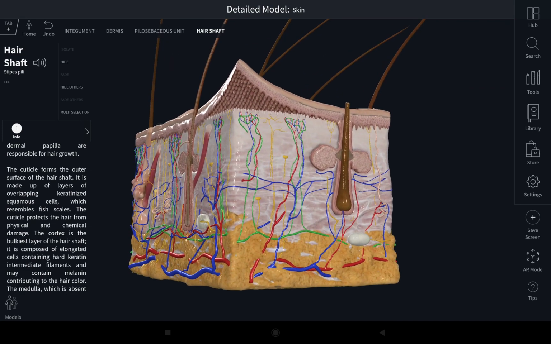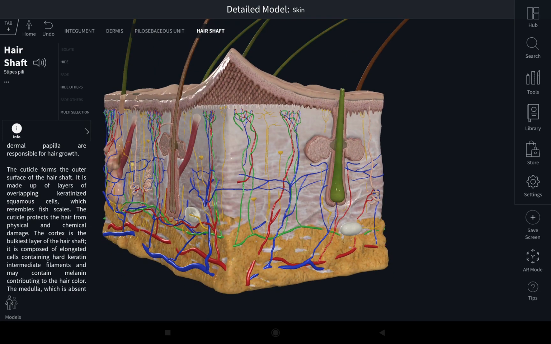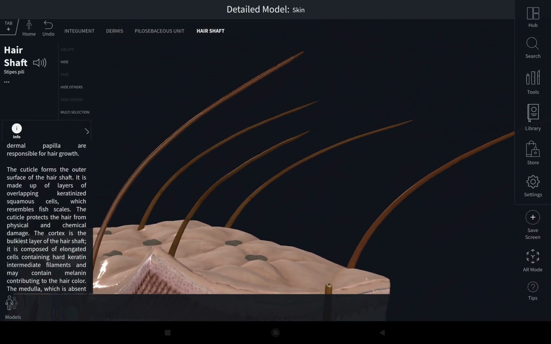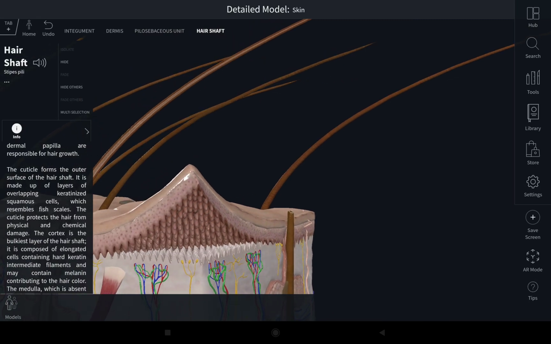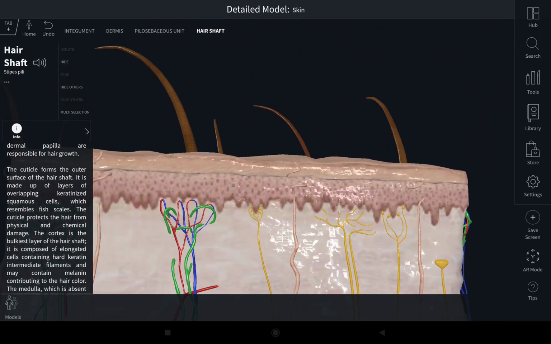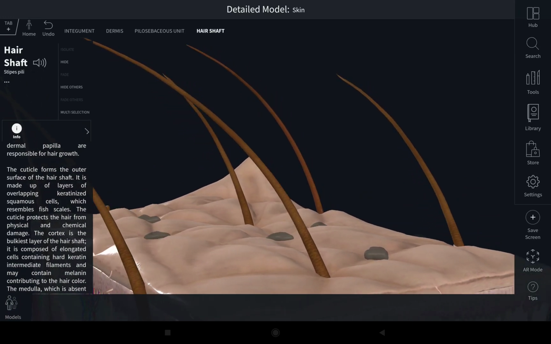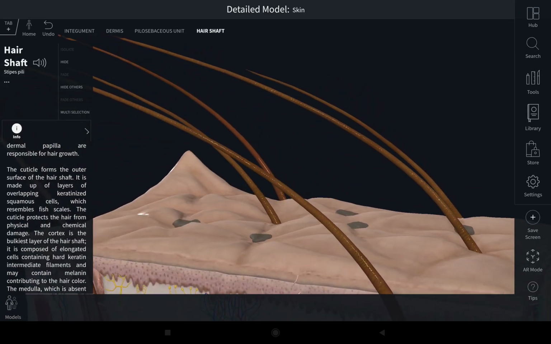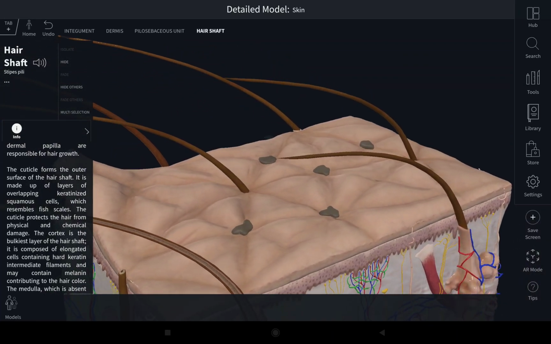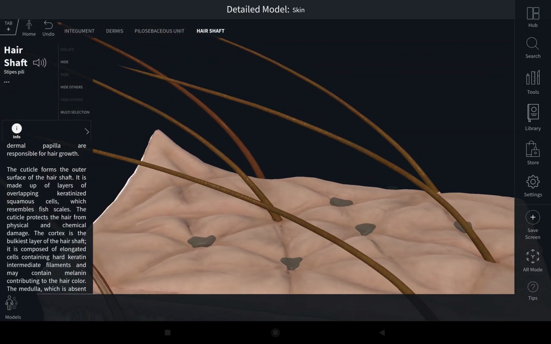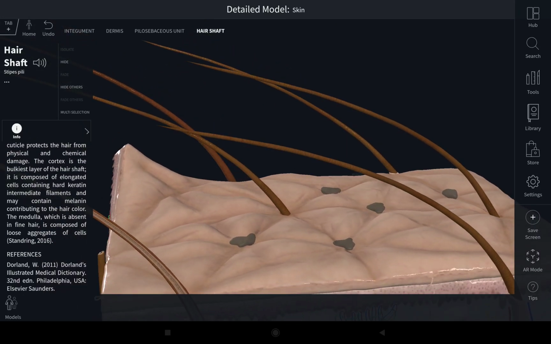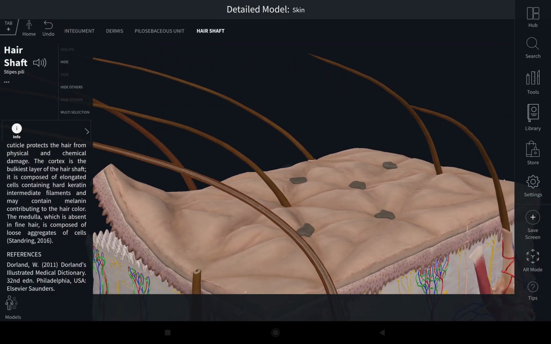The cortex is the bulkiest layer of the hair shaft. It is composed of elongated cells containing hard keratin, intermediate filaments, and may contain melanin contributing to the hair color. The medulla, which is absent in fine hair, is composed of loose aggregates of cells.